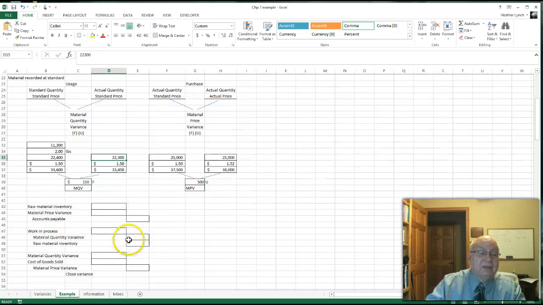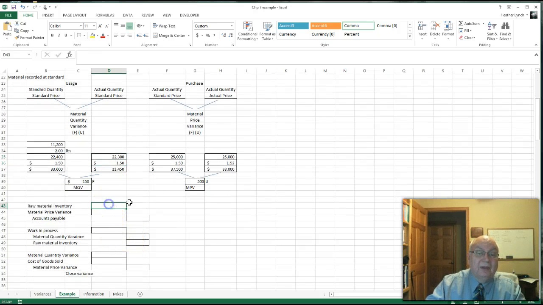So now we're ready for the journal entries. This journal entry is for what we purchased. Material is going to go in at standard, so that's the 37,500. The material price variance is unfavorable, so that will be a debit. If it was favorable, it would be a credit. And then the accounts payable is what you actually owe them, and that's the 38,000.